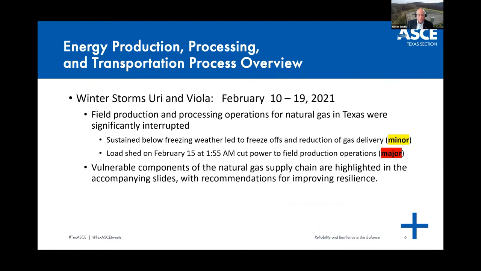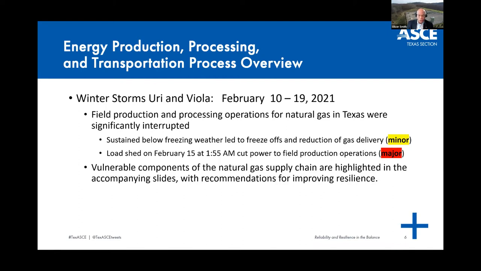As I stated earlier, winter storms Uri and Viola exposed weaknesses in the ability of the natural gas upstream and midstream operations to tolerate extended periods of cold weather, namely temperatures that remain below 40 degrees for extended periods of time. The more telling aspect of the interruption of the flow of natural gas to power generators was the impact of load shed on upstream and midstream operations. And I will discuss that in greater detail as the webinar progresses.